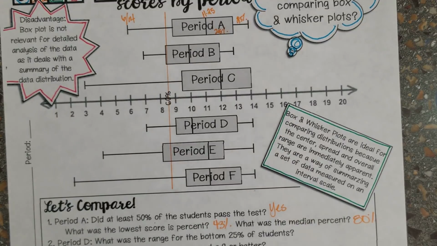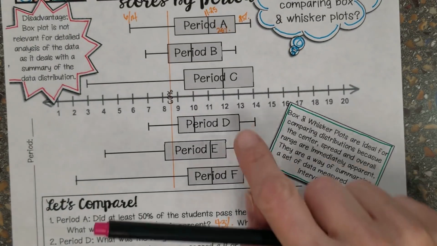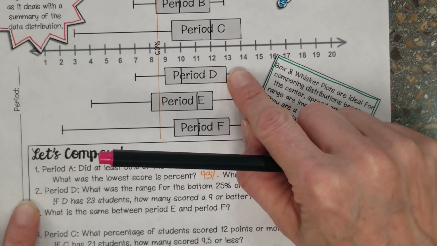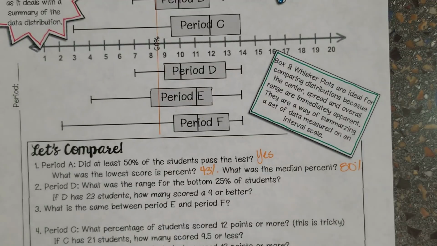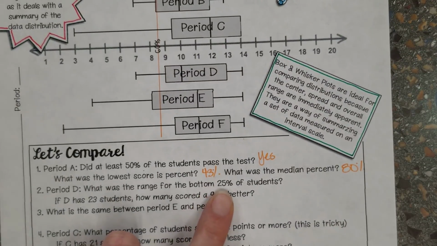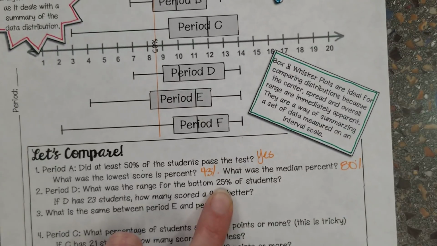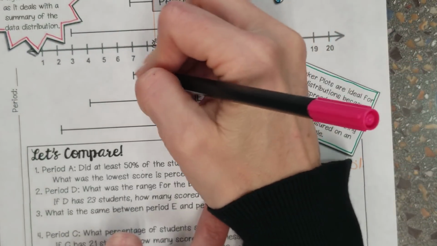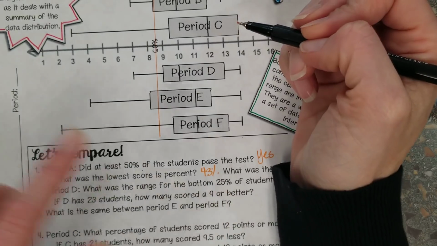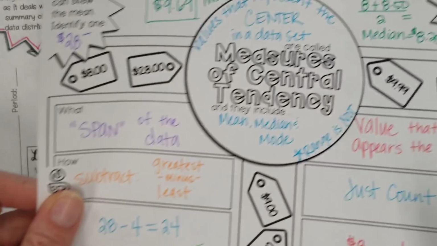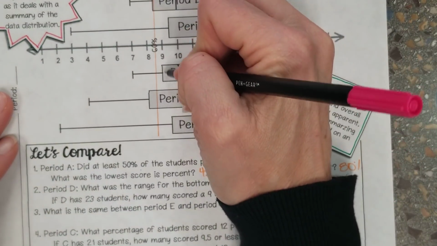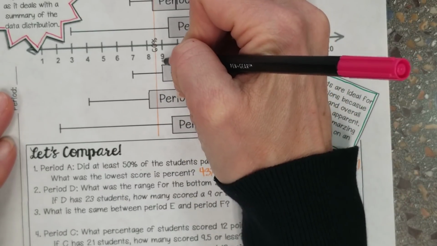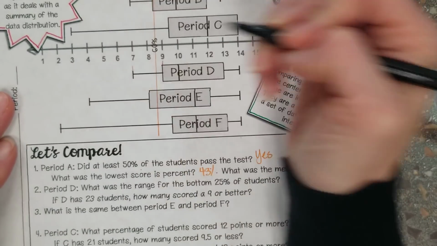Okay, so let's talk about the next class, number 2. Number 2 wants to talk about period D, so we're talking about this one right here, and I can move this up a little so you can see both. Okay, so period D, it says, what was the range of the bottom 25% of the students? So I know the bottom 25 is this whisker that sticks out right here.